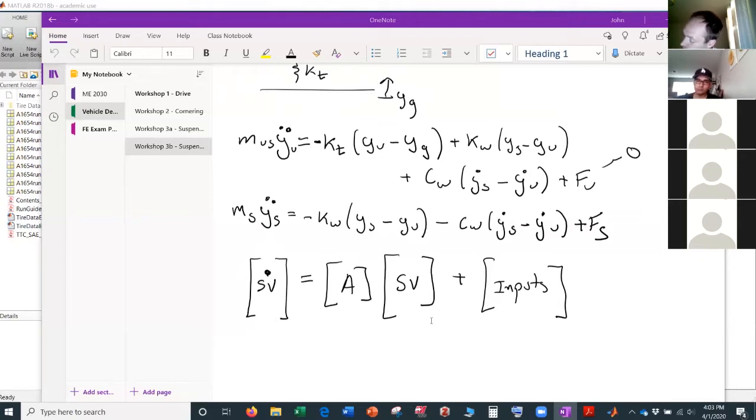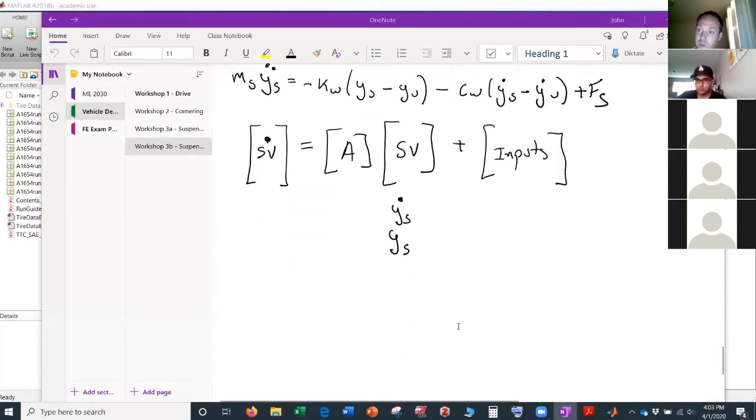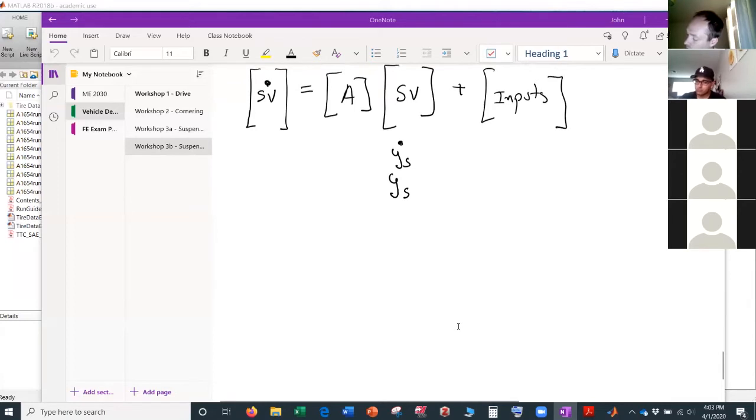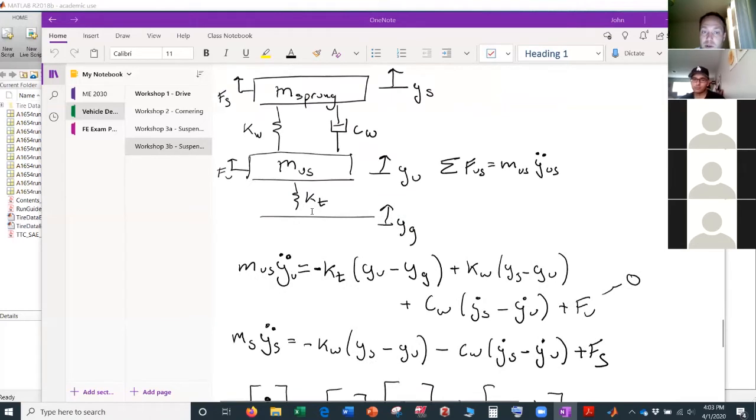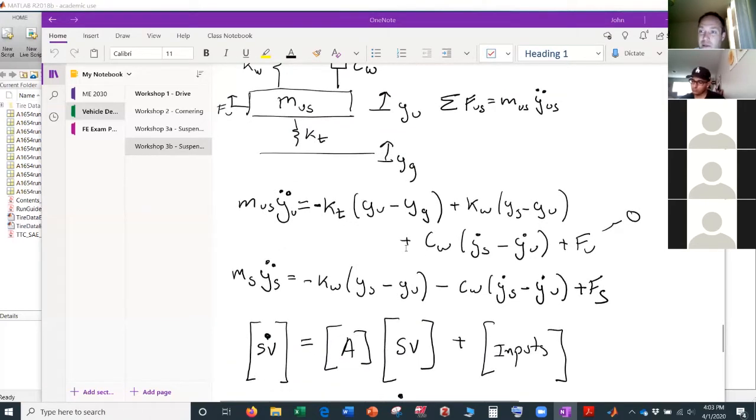So here I'm going to have my y sprung dot. I'm going to have my y sprung. I'm going to have my y unsprung dot, and that's just the velocity of my unsprung mass, right? Times y unsprung. And then I'm going to have y of the ground. I don't need the velocity of the ground as much because I don't have a damper between the ground and here.